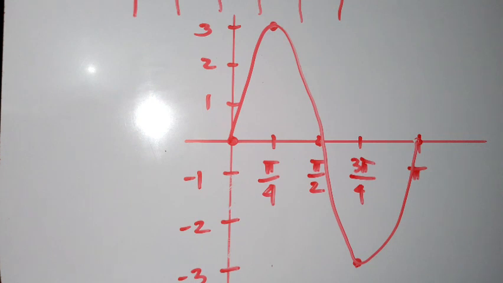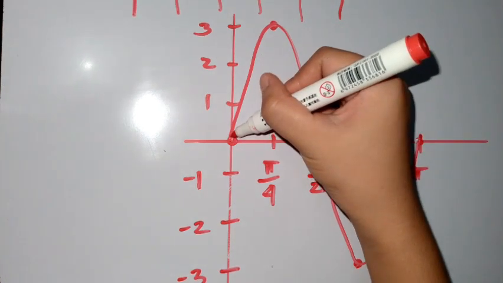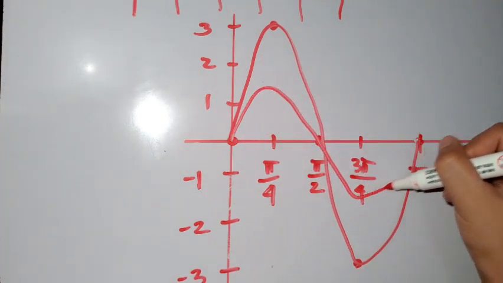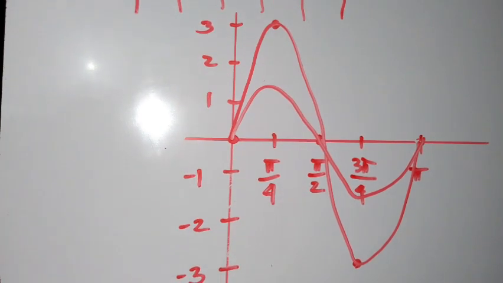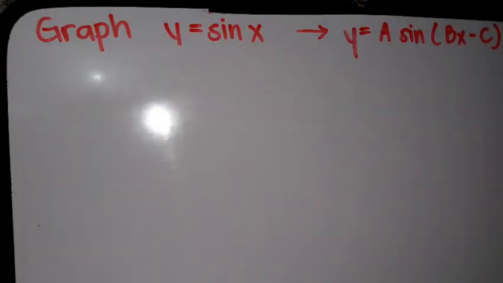Therefore, we're going to compare it with y equals sine x. So again, y equals sine x looks like this. That is the difference between the two. Okay, now we have our last formation. We have to graph y equals sine x, but in the form of y equals a sine bx minus c. So we have here now the c, which is more concerned about the phase shifting.